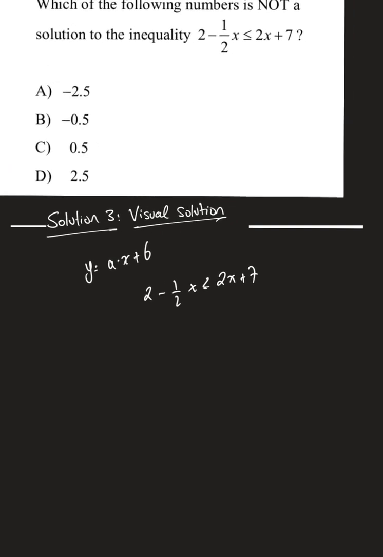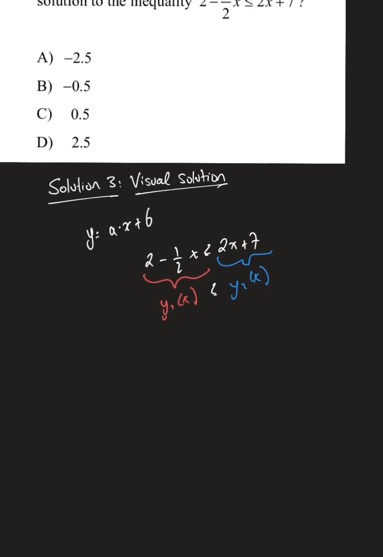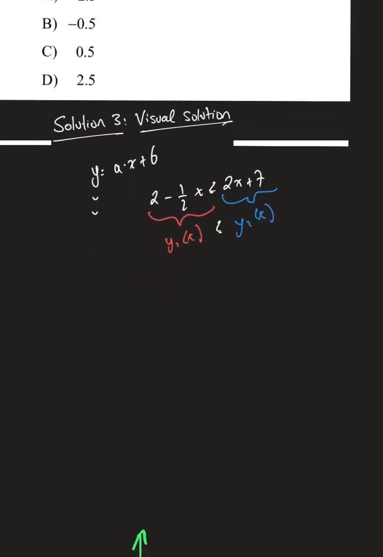Let's call the first part y1 of x, and the second part y2 of x. So now the problem is, when is y1 of x less than or equal to y2 of x? So what we're going to do is represent y1 of x and y2 of x. How are we going to do that? By finding 2 points for each of the functions.